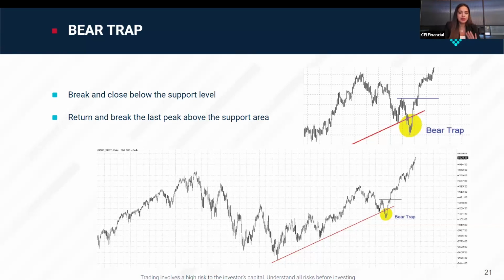I'm going to repeat it again just to confirm. Here, for example, we have an upward trend. The price broke the upward trend, and then the price returned and exceeded the last peak, or the last high above the support area, and the price achieved stability above the last peak. So it is recommended to start looking for buying positions.